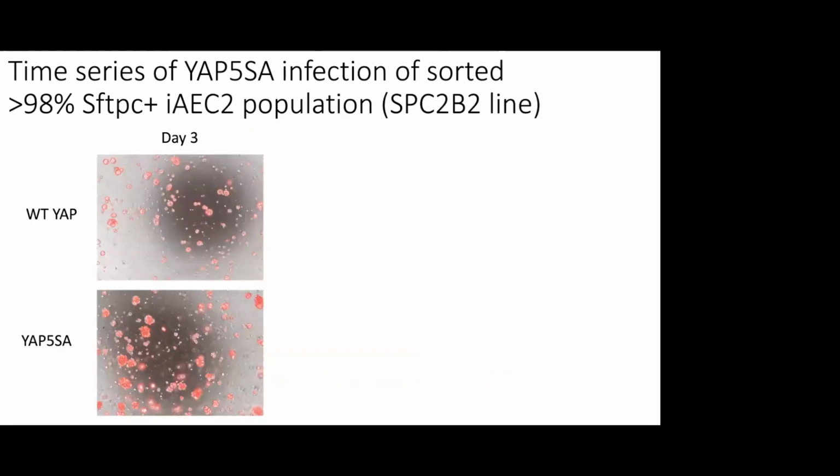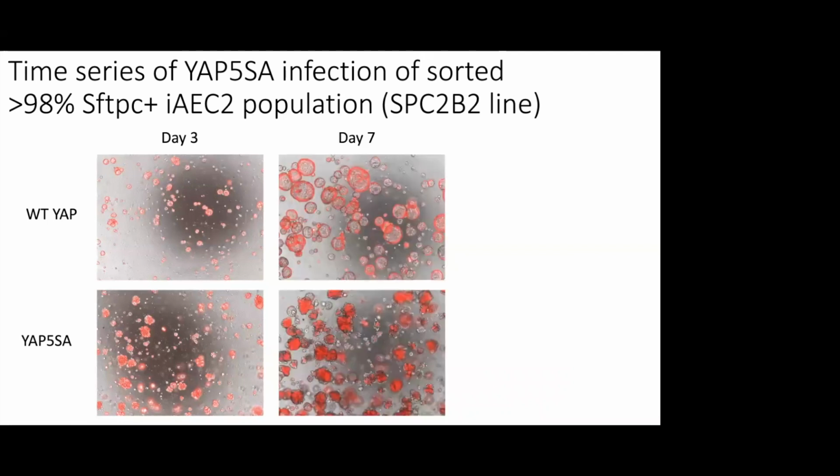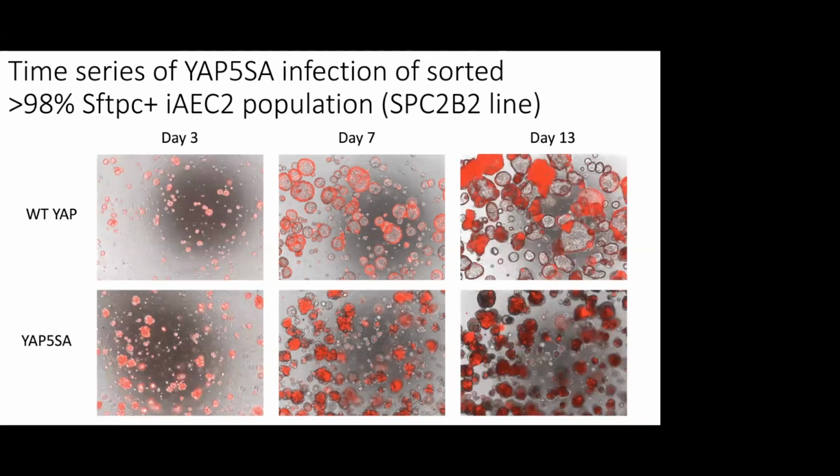Even 3 days post-transfection, you can start to see differences in these cells that become even more prominent by day 7, whereas our control cells grow as these beautiful monolayered epithelial spheres that have very clear lumens. The YAP5SA is growing in much more aggregated clusters, and even by day 7, you can start to see that it's maybe starting to lose some of that SPC tdTomato expression that's even clearer by day 13 post-transfection.